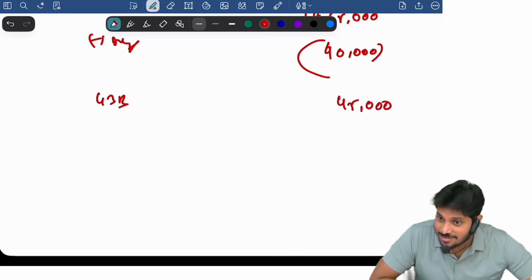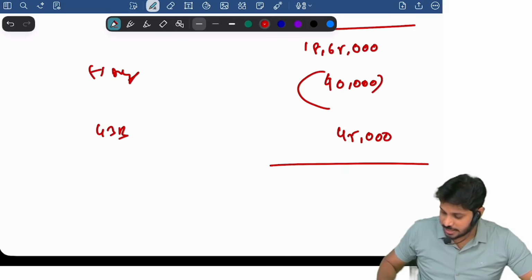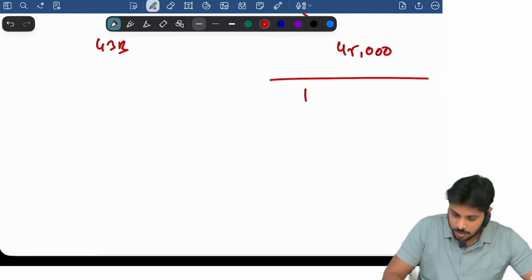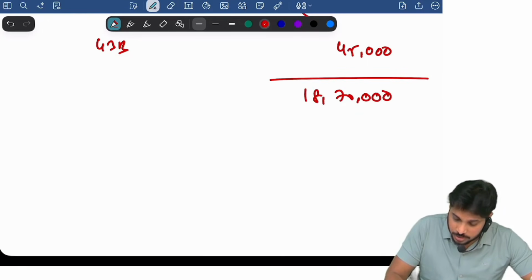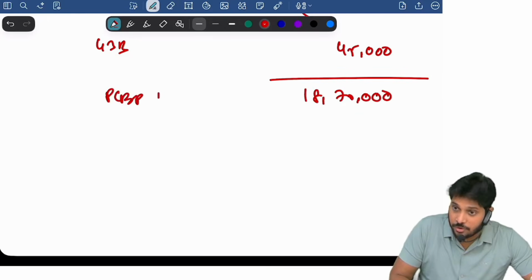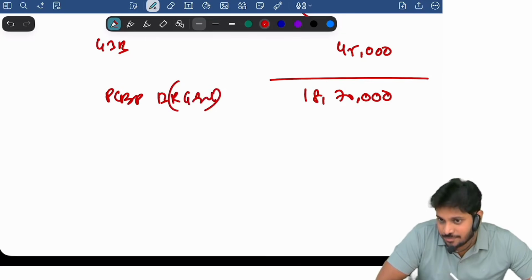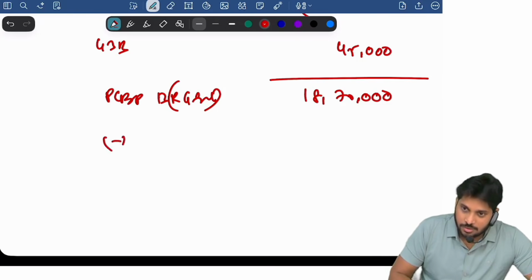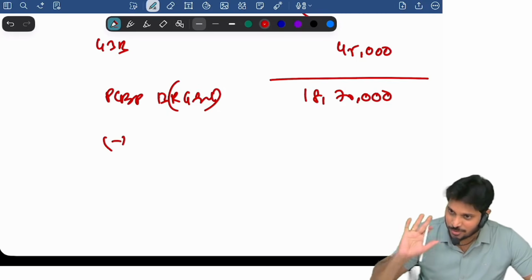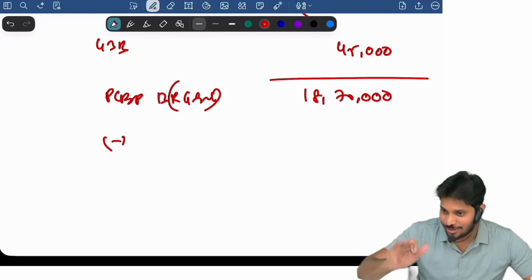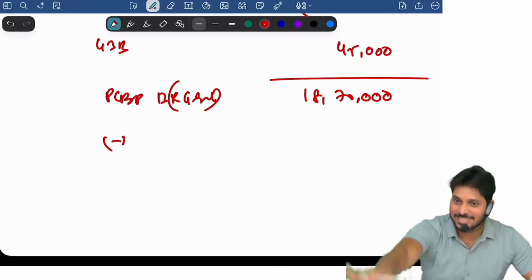Am I right? Now I will compute income of the firm. 18,65,000 plus 45,000 minus 40,000 is equal to 18,70,000. This is PGBP income of the firm before remuneration and interest. Am I right? Hello? Everyone? Wait, don't compare the answer. Until now you understood. You follow this approach. Don't follow that answer. Final answer will check.